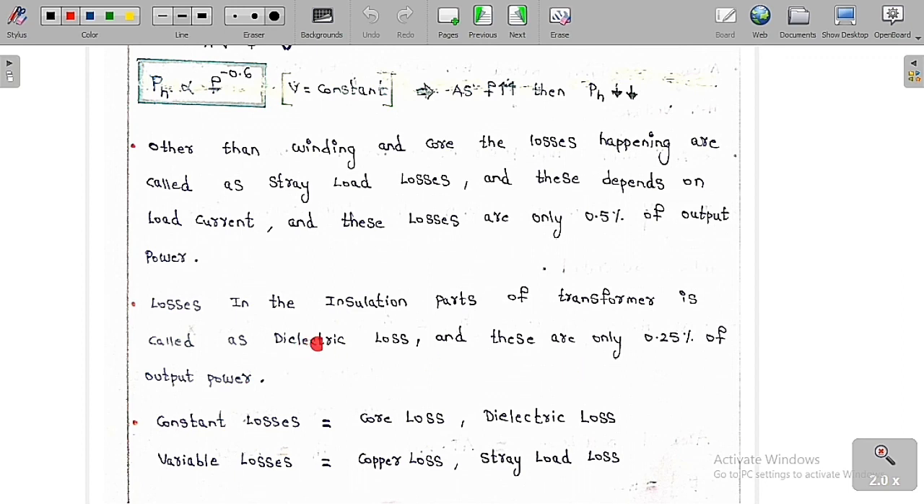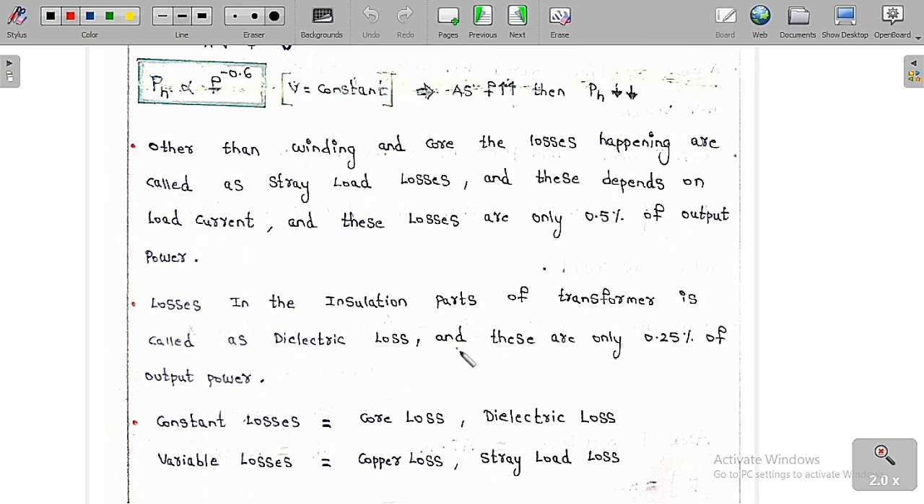So therefore, losses in the insulation parts of the transformer are called the dielectric loss, and these are only 0.25% of the output power. As this is very, very small, we are going to neglect this dielectric loss also.